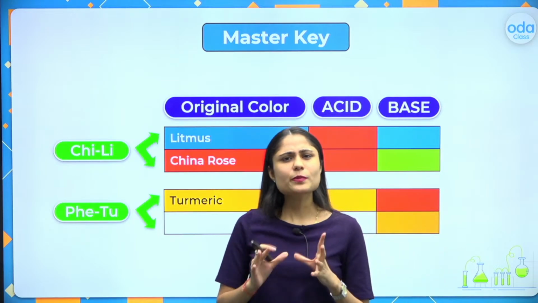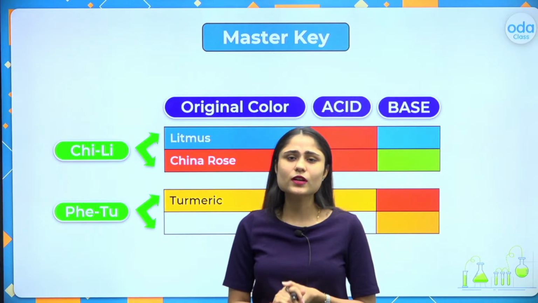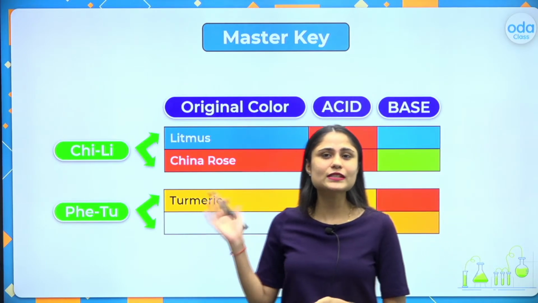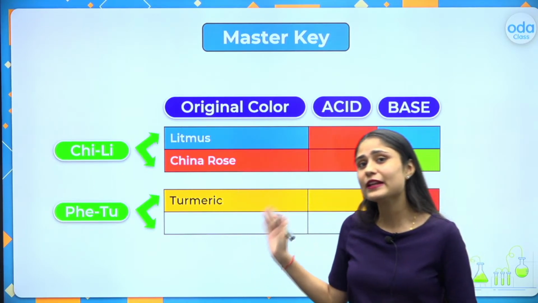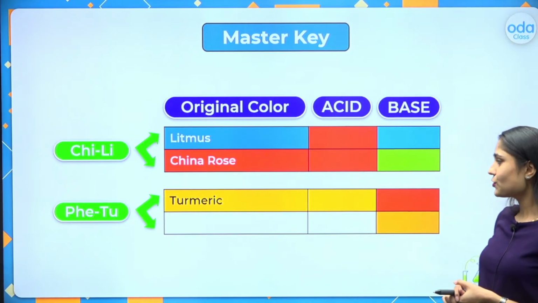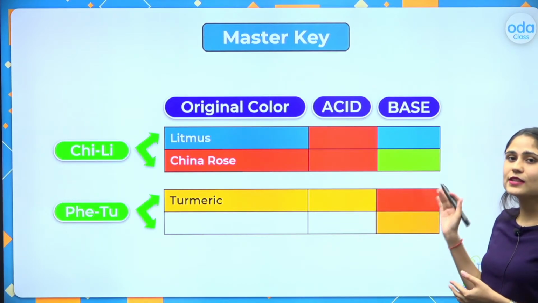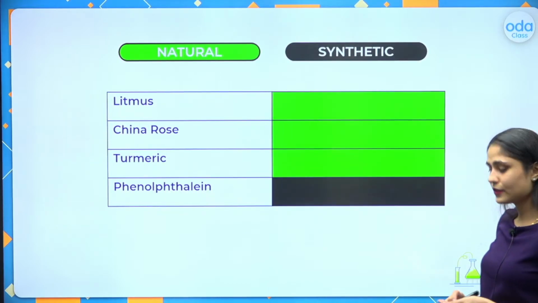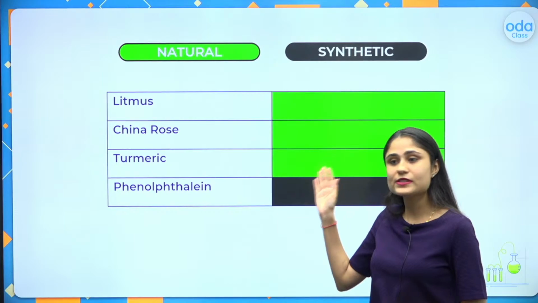Now, let us also make a master key regarding the natural types of indicators and the synthetic types of indicators. Once again, I would request students to take a screenshot of this. You can remember it with this master key and it will be very, very helpful in your upcoming school examinations. You can remember their original color, their colors in acids and their colors in bases, right? And now I have categorized them as natural or synthetic in nature.